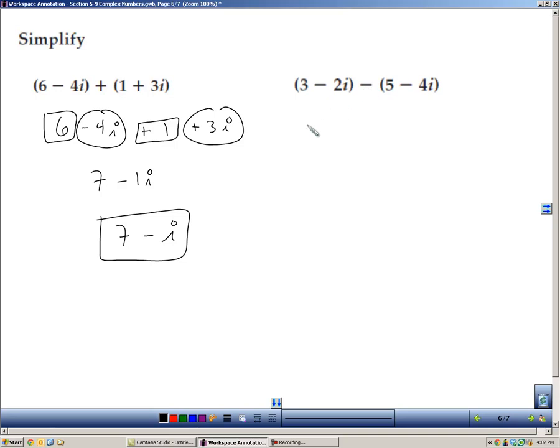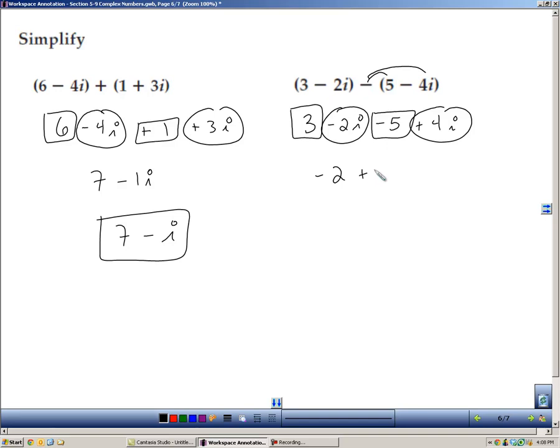Second one, though, is subtraction, so I can drop the first set of parentheses, but here I'm going to have to distribute. This is really a negative 1, so it becomes a minus 5 plus 4i. Again, we will combine the real part, so 3 minus 5 is negative 2, and then we will combine the imaginary part. Negative 2 plus 4 is positive 2i.